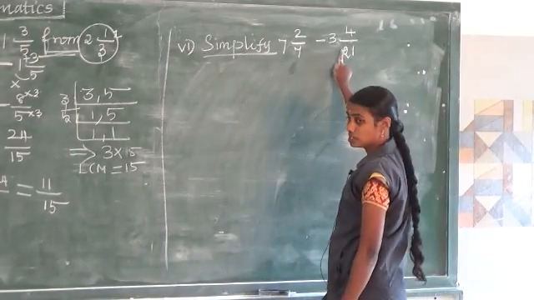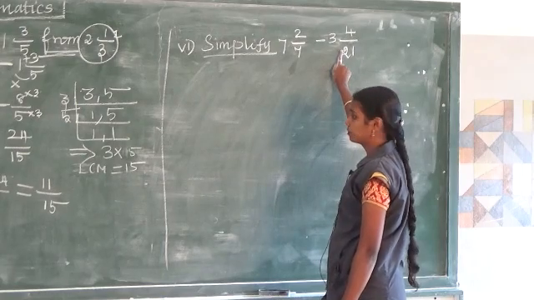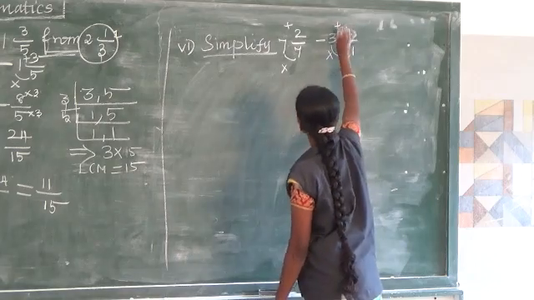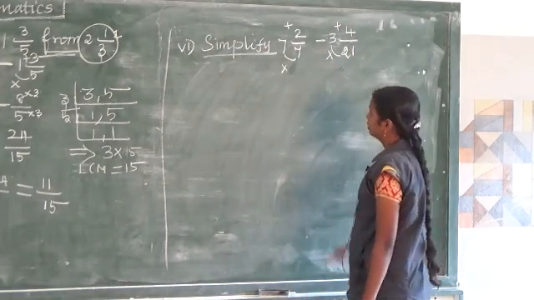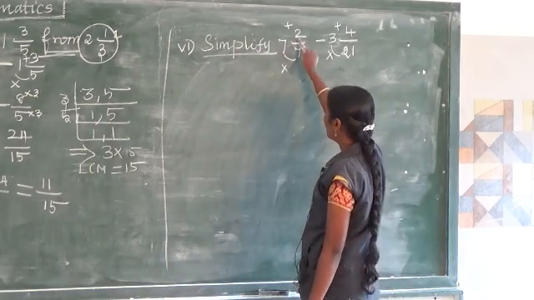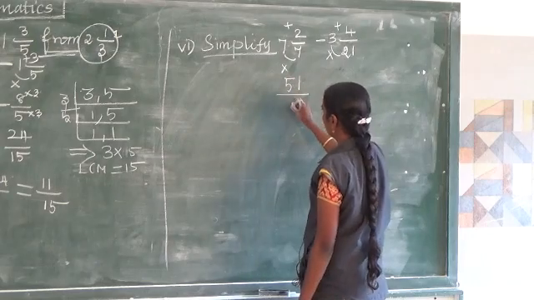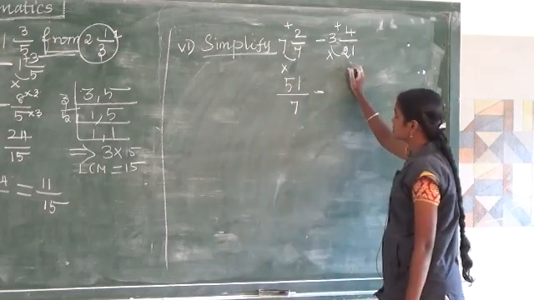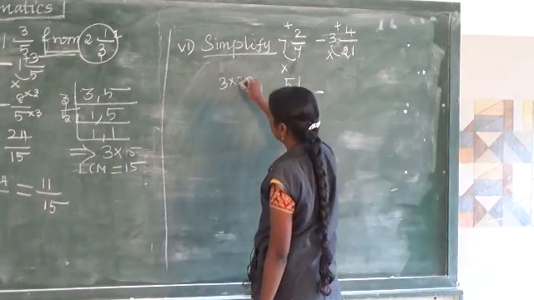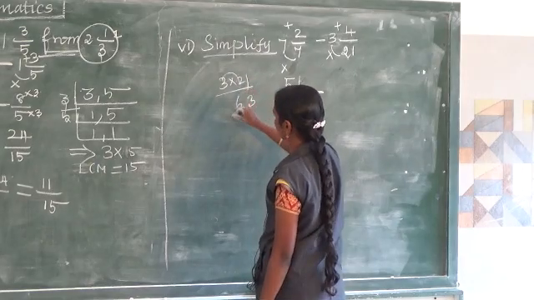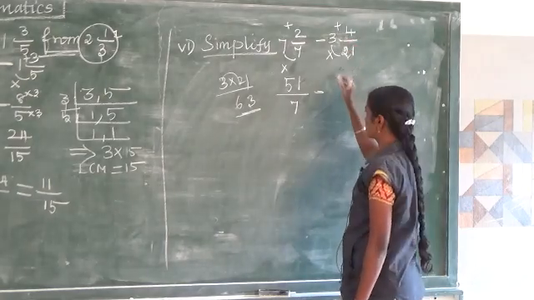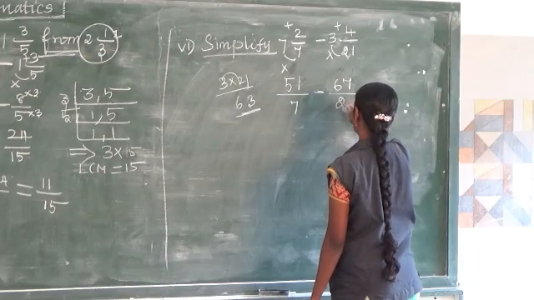It is a mixed fraction. Convert into an improper fraction. Multiply and add. 7 7s are 49, then add 49 plus 2, 51/7 minus. Likewise, 3 into 21, 3 2s are 6, 63. 63 plus 4 is 67/21.